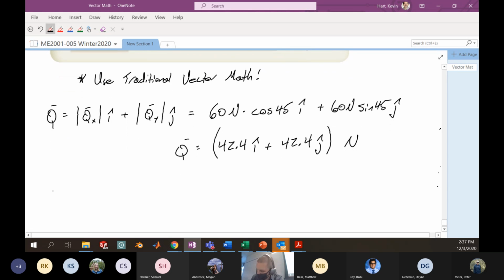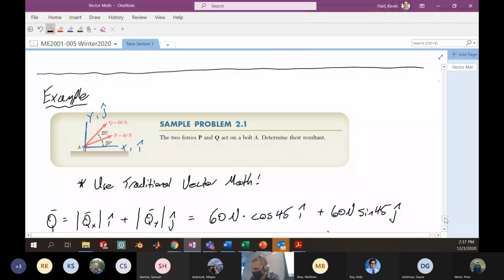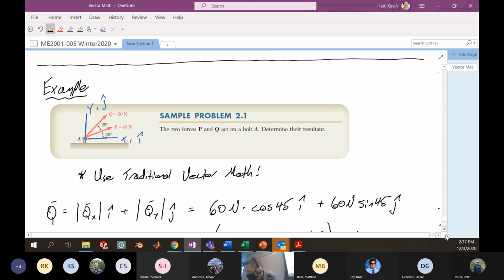All right, we can do a very similar thing with P. Again, thinking about making our triangle, this triangle here. Okay. We're here now, our angle theta is 20 degrees. So we're going to resolve P into the x direction with cosine 20 and resolve it into the y direction with sine of 20.